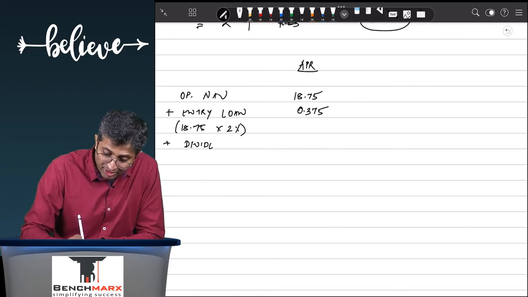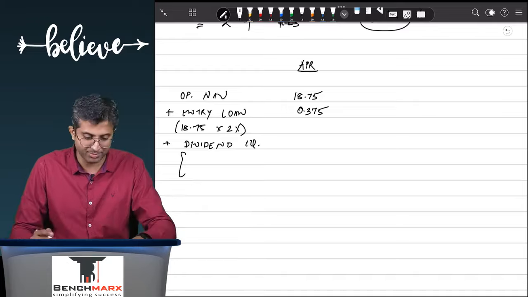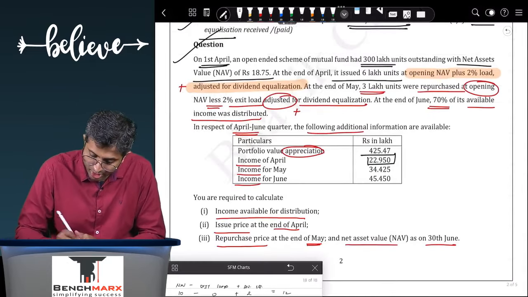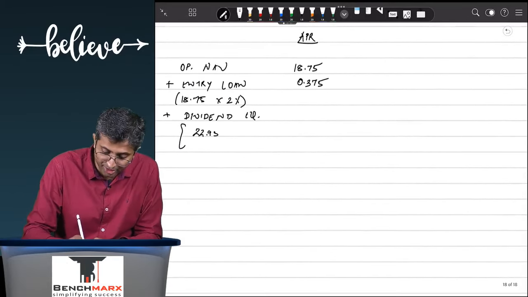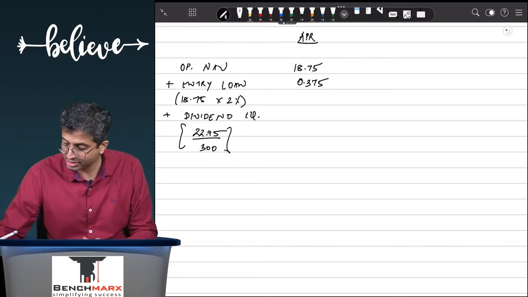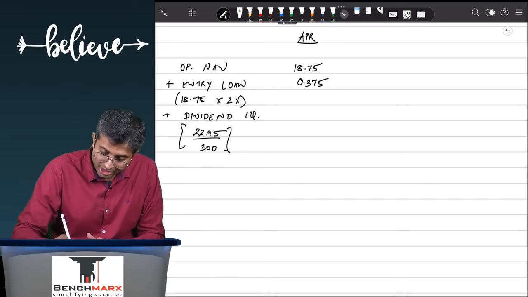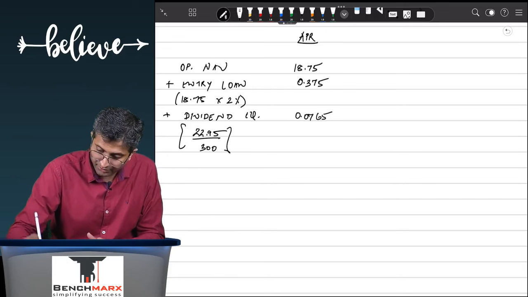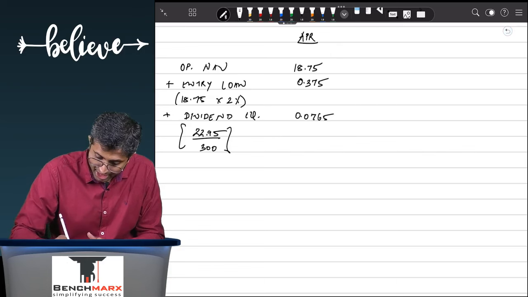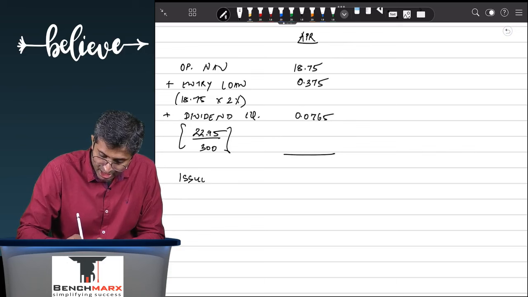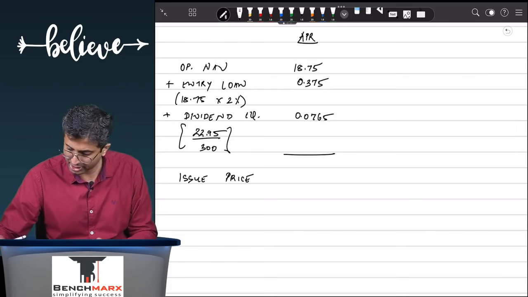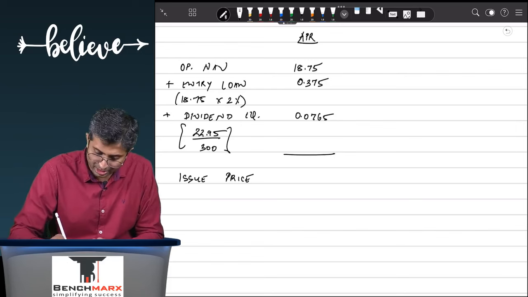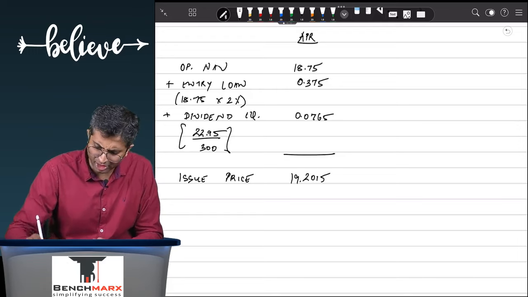Now, how will I find the dividend equalization amount? Well, you will take the income earned from the opening till April. Now, from the opening till April, the income earned is 22.95, and this belongs to the 300 unit holders which were in existence in April. So this is 22.95 upon 300, and as a result, this comes to, let us say, 0.0765, and as a result, your total issue price in April, if I total all of these, should come to, I think, 19.2015 or 19.2.